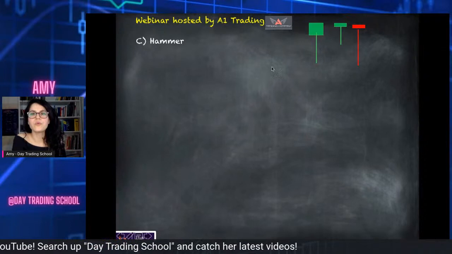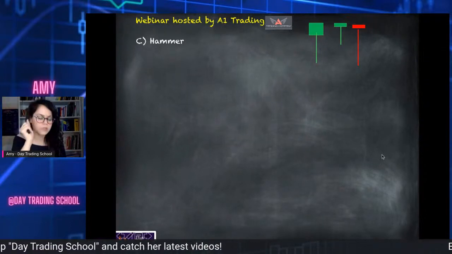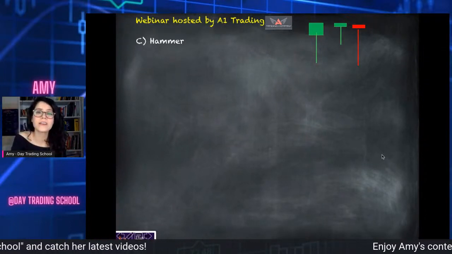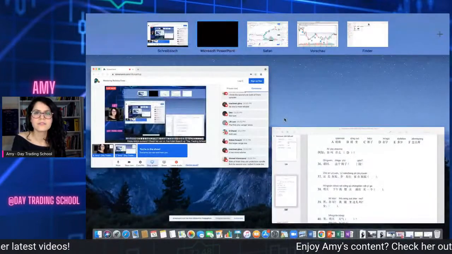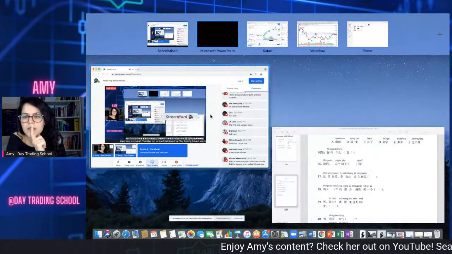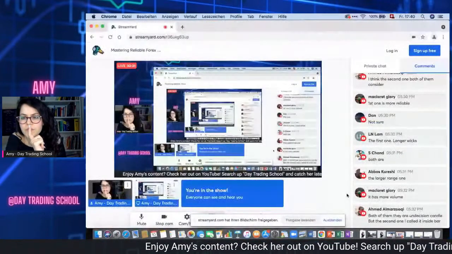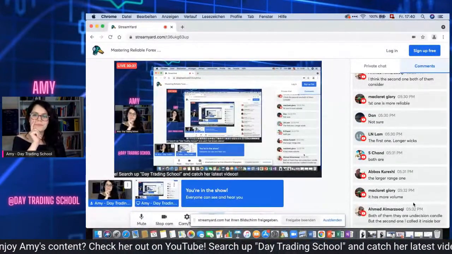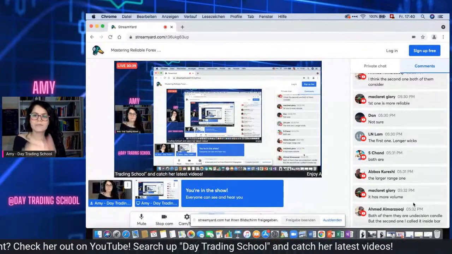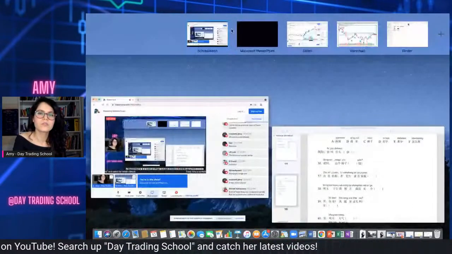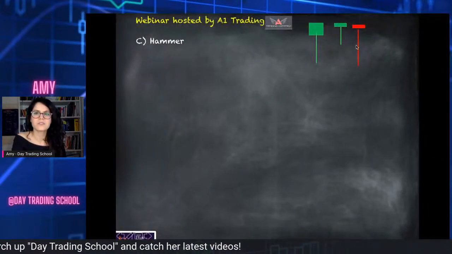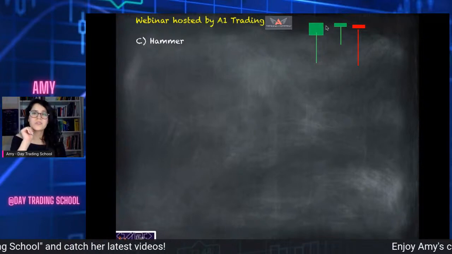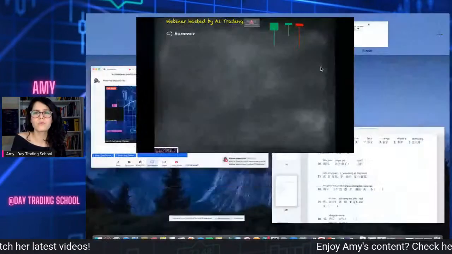Which one would you consider as a reliable hammer? What would you say? Wait a second. Both of them. Ah, okay, this is not the question now. What would you say about these candlesticks right here? Which one do you think is more useful? What would you say?